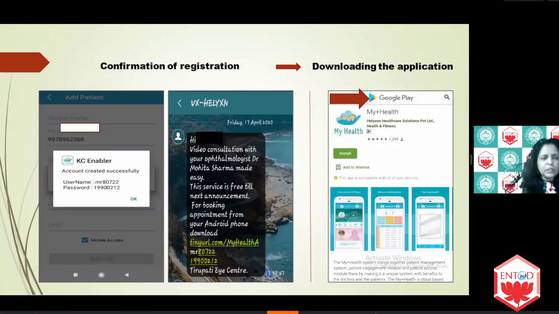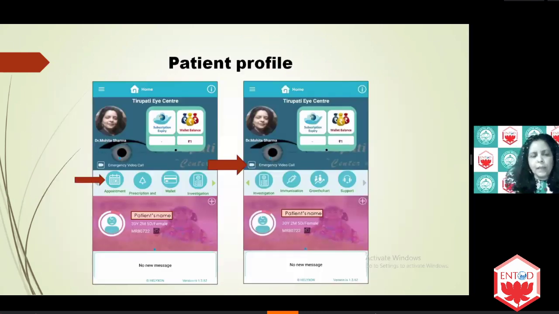Now, as soon as we register the patient, a username and a password are generated, and a message goes to the phone of the patient where this username and password is given. Once this message goes, the patient can go to Google Play and download the app.